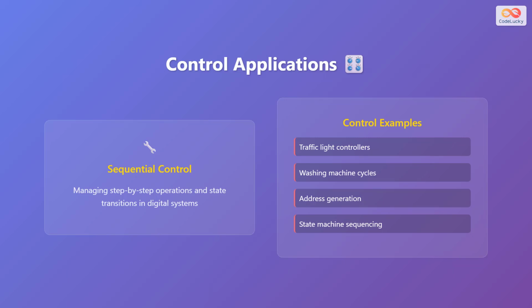Next, we have control applications. Counters play a crucial role in managing step-by-step operations and state transitions in digital systems. Examples include traffic light controllers, washing machine cycles, address generation, and state machine sequencing.